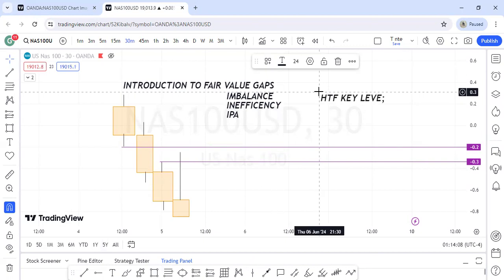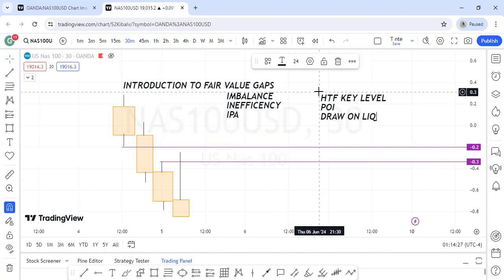Right? It acts as a point where you want to take your trades from. It acts as a point of interest or area of interest, right? It acts as a POI where you can take a trade off or where you expect price to come to, and then finally it acts as a draw on liquidity.